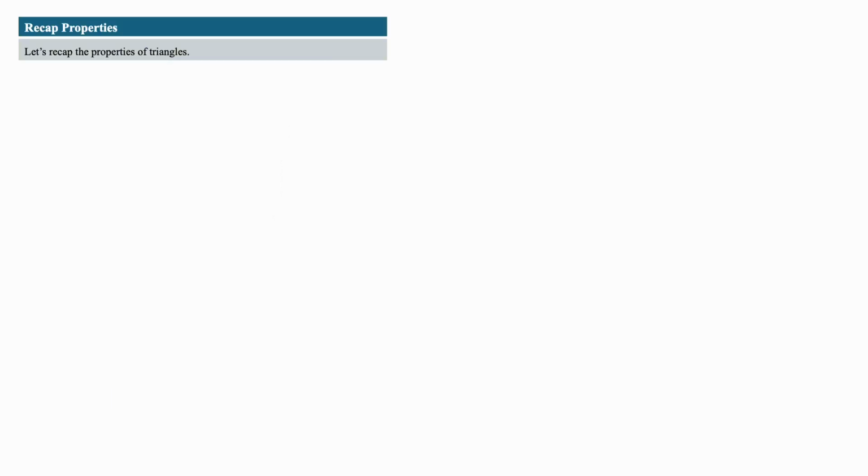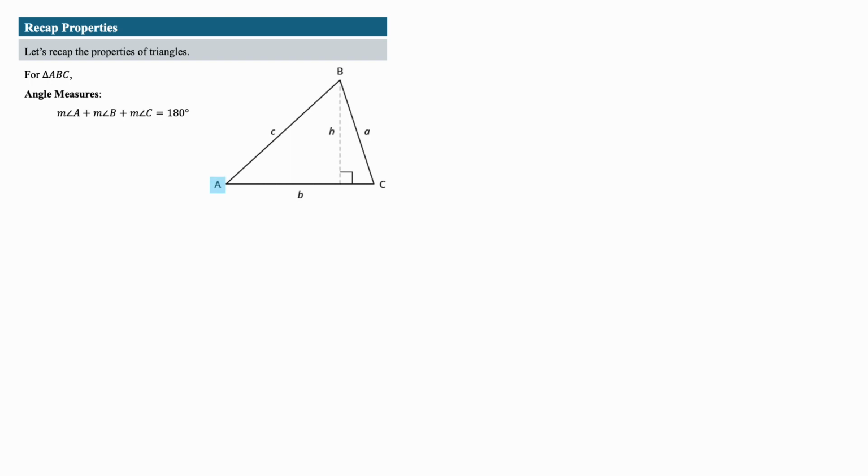So let's recap the properties of triangles. So for triangle ABC, the angle measures: the measure of angle A plus the measure of angle B plus the measure of angle C is all equal to 180 degrees. So the sum of the measures of the angles is 180 degrees.